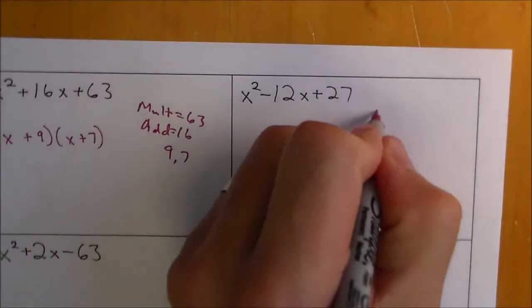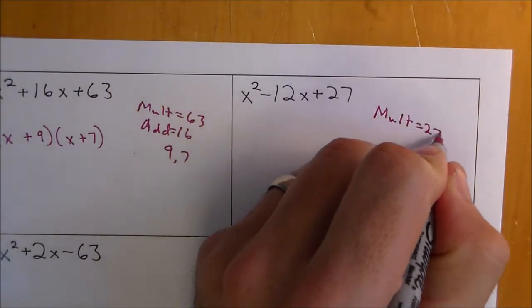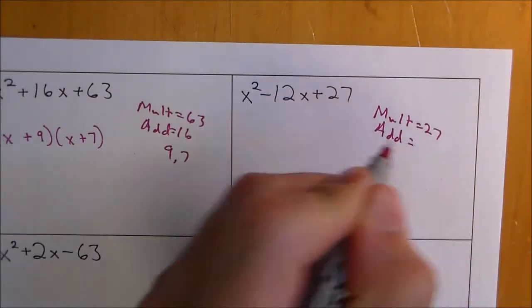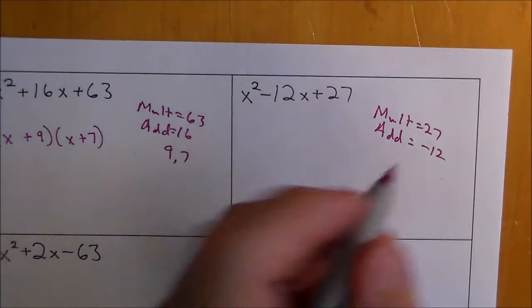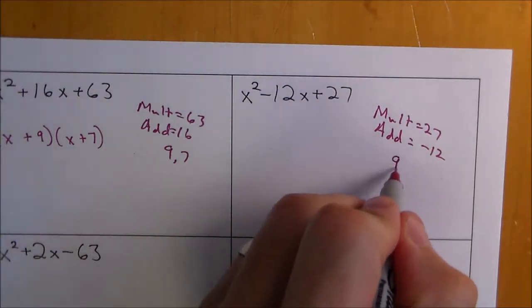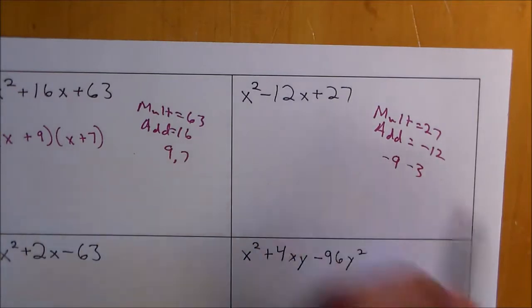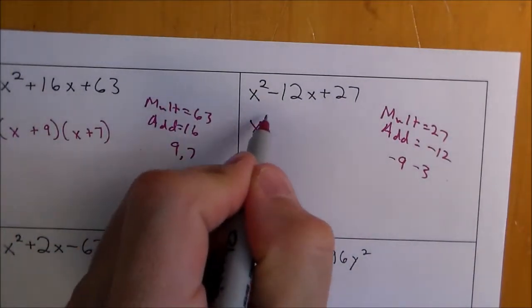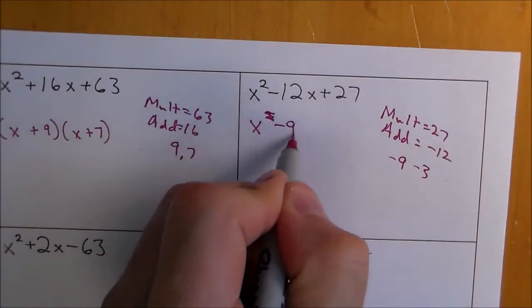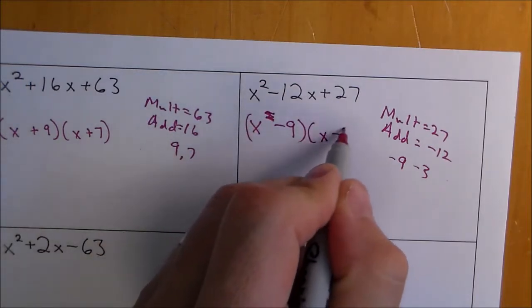Next we have multiply to 27 that adds to negative 12. Now 27, I can do 9 and 3, but I need negative 12, and that's positive 12, so that probably means they're both negative. So we're going to go x minus 9 and x minus 3.